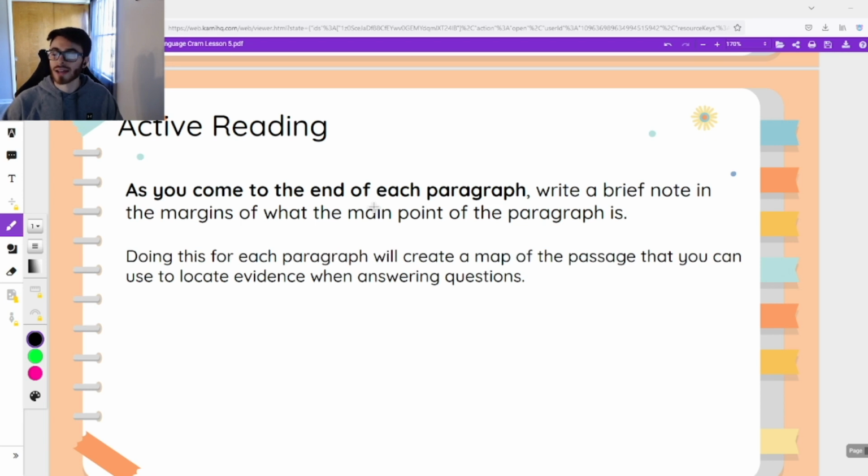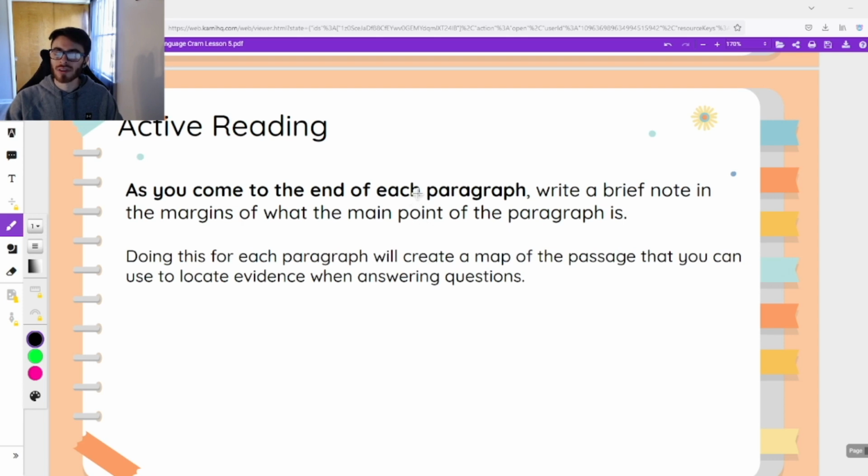Just like a quick outline, it doesn't have to be super in-depth, right? A couple of words that kind of get the main point across, create that map. And then when we get to the questions, if a question asks about, I don't know, what the author thinks about blue whales, you can be like, oh, I remember from my map, I can see that in paragraph 4, he talked about blue whales, and you know where to go to find the evidence. That's kind of the point of writing those notes.